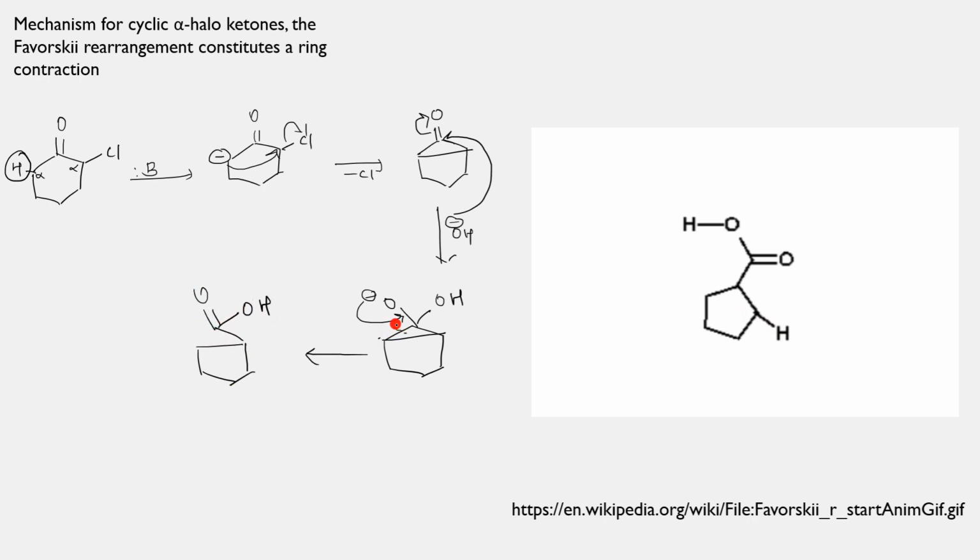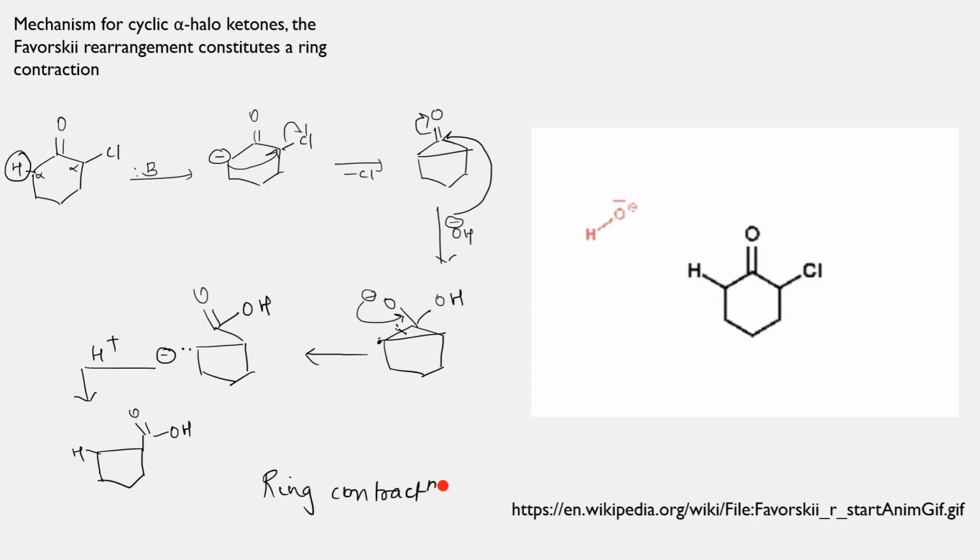Because the bond is breaking, this will have a negative charge, and the last step is protonation. So the proton will attack here. What happens is, initially you had a 6-membered ring and now you have a 5-membered ring. So your protonation takes place. This is called ring contraction. So if you have a 4-membered ring, it will give you a 3-membered ring. A 7-membered ring will give you a 6-membered ring, and so on. Okay, so this was the mechanism for cyclic ketones.